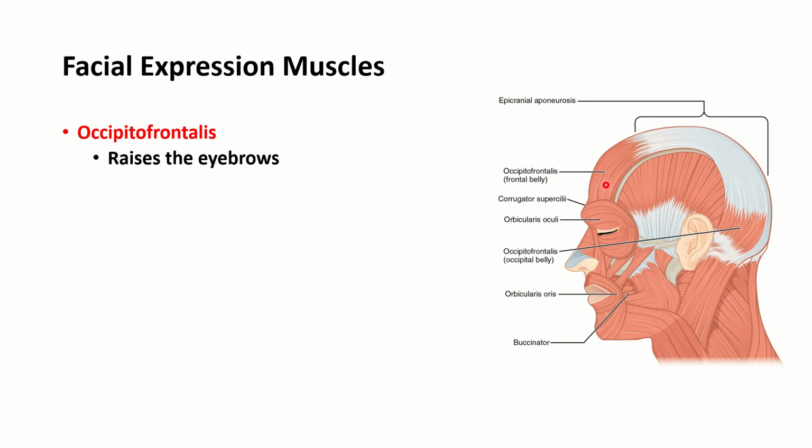One of the muscles is called occipitofrontalis, and this is the one that raises the eyebrows. Sometimes if you get a headache, for example, your forehead is painful or the back of your neck is painful, then it's usually the contraction of this muscle, and this is called tension headache.